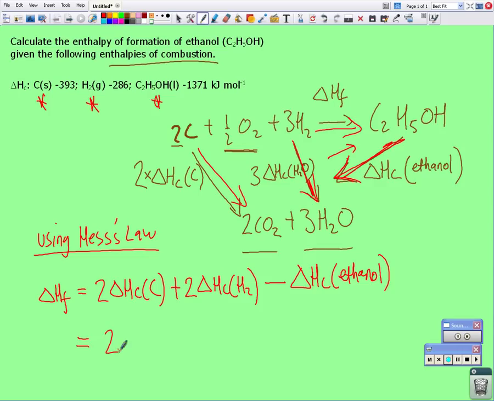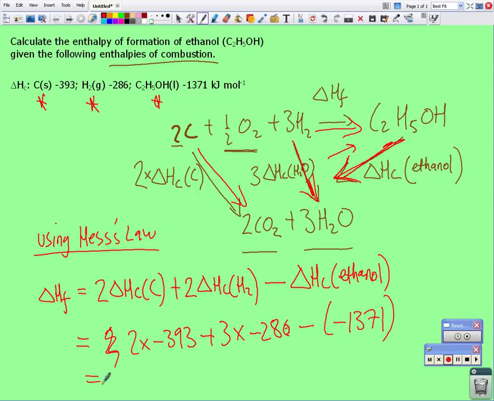So if we substitute our values, that gives me twice negative 393, plus 3 times negative 286, minus, because we went against the arrow, minus negative 1371. And if we solve that, we'll find that we get a value of negative 273 kilojoules per mole. Voila.